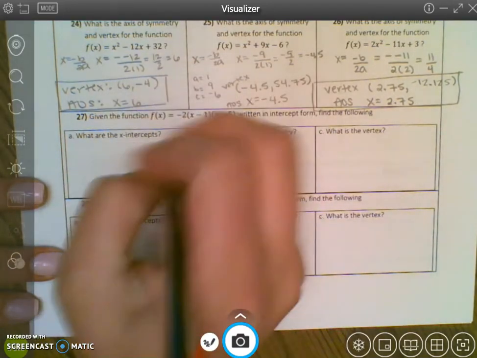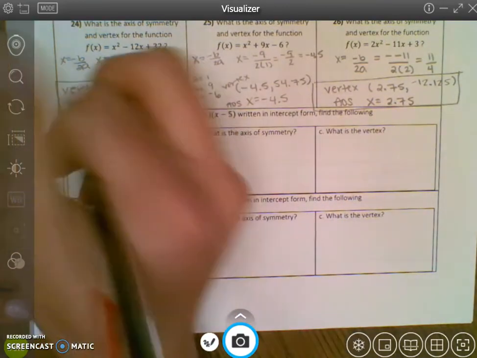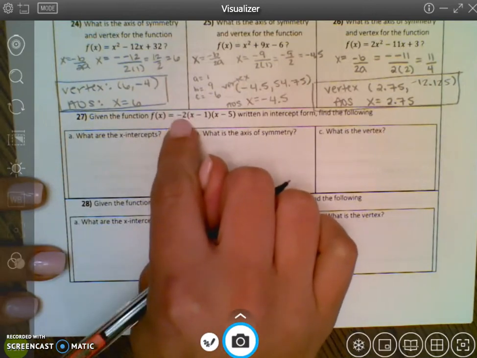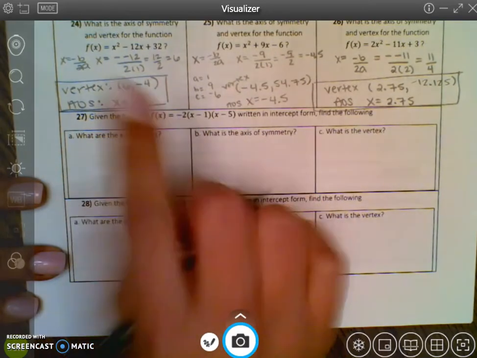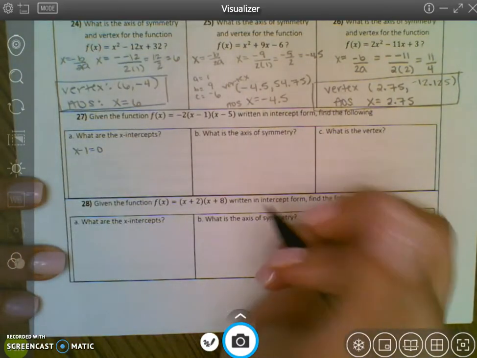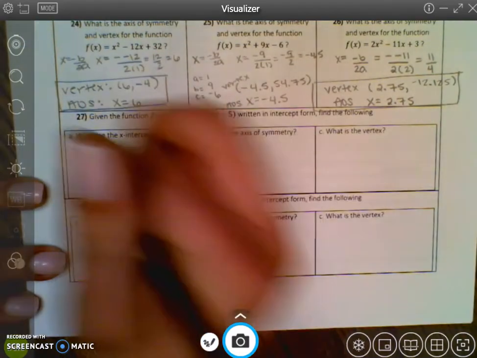So if you actually want to solve them, which is what you need to do for x-intercepts, you'd set each of the factors equal to 0. I don't have to worry about the -2 because there's no x with it. So x minus 1 has to equal 0, and x minus 5 has to equal 0. And then you're going to solve both of those equations.